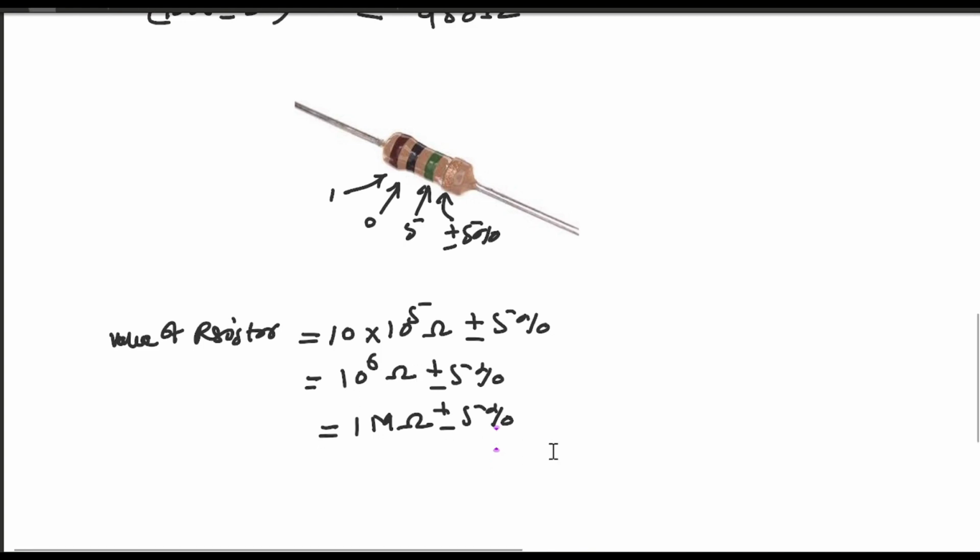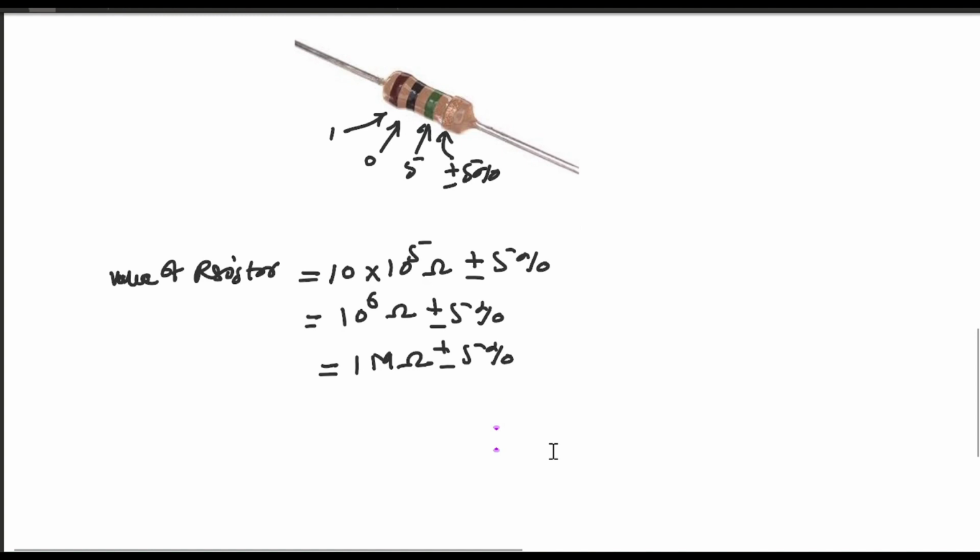Now I will give you two homeworks. First, find out what plus or minus 5% of this 1 mega ohm will be, and find out the values between which the resistance may vary. The second one: for a 5 mega ohm resistance, what will be the color code? That is a reverse question. Please do these questions and write them in the comment section so that I can check them. If you have any difficulties, you can ask me any questions in the comment section.